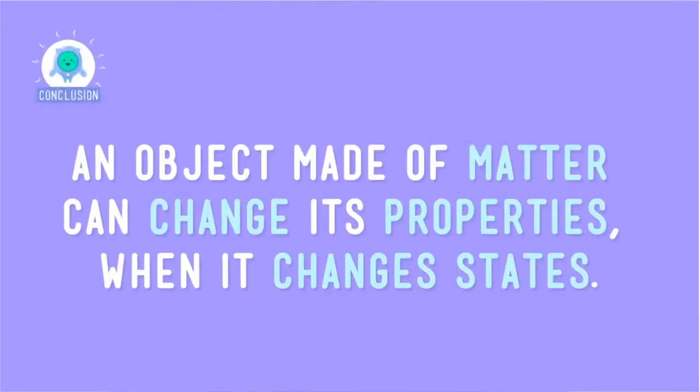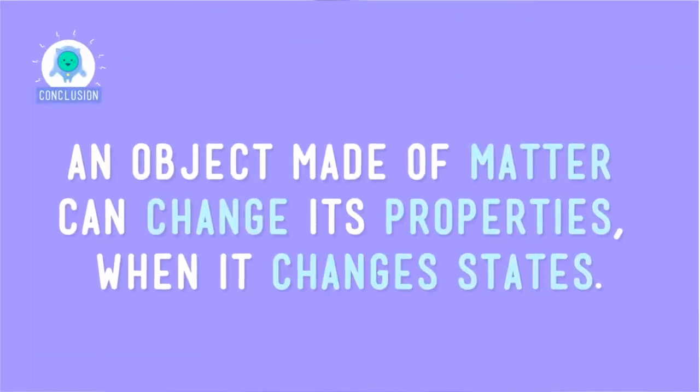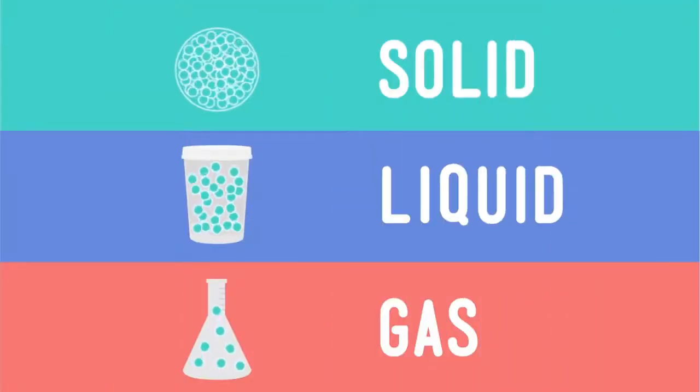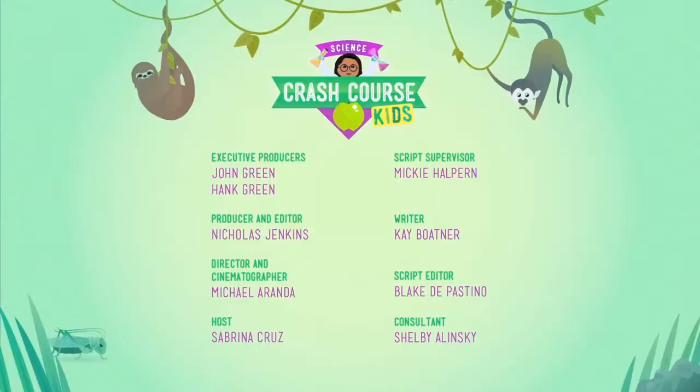An object made of matter can change its properties when it changes states. And remember, it doesn't make a difference which state of matter an object is in, solid, liquid, or gas. It's still always matter. To sum up, matter is everywhere. Matter is made of particles, therefore particles are everywhere. So, like I always say, never trust a particle. They make up everything.